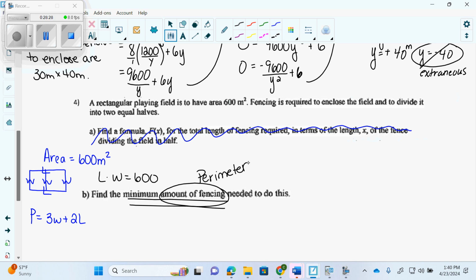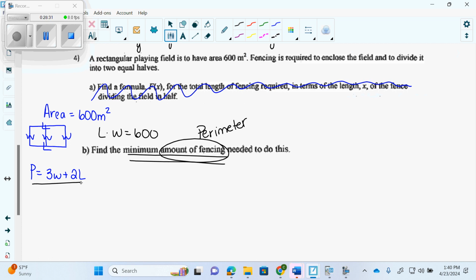So this is my perimeter formula. However, it has 2 variables in it, and I want to differentiate and get a critical number. Critical number comes from 1 variable, right? So I need to replace something in here. They had to have given me other information. Well, here they gave me length times width is 600, so I can isolate for one of them. Say length equals 600 divided by W. Now I can plug that into the perimeter formula, so I get 3W plus 2 times 600 over W.